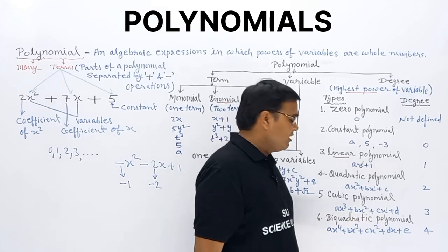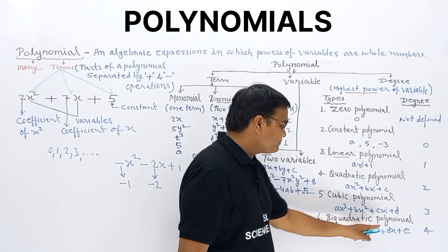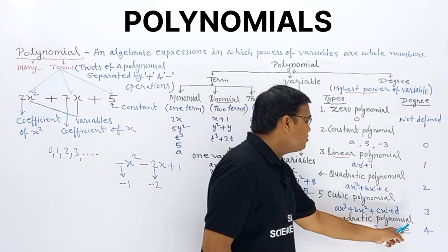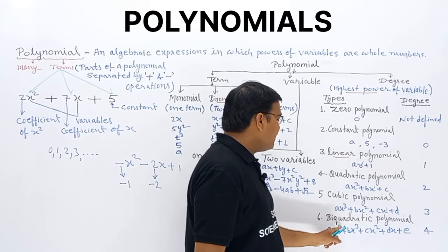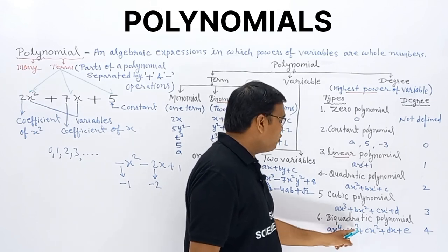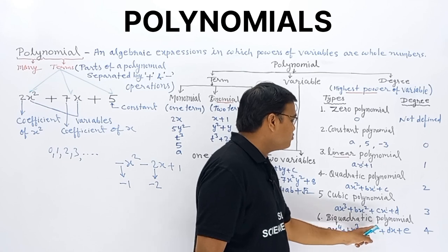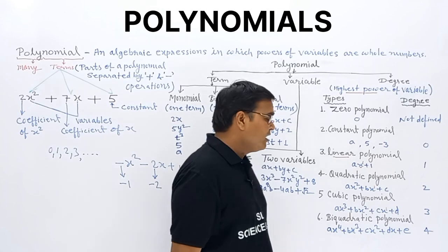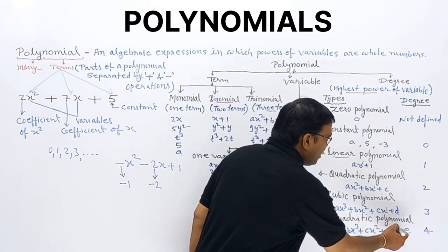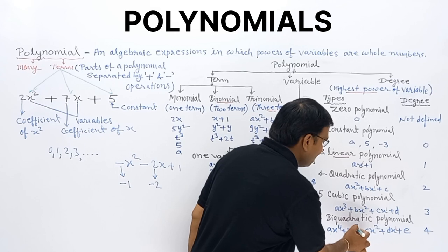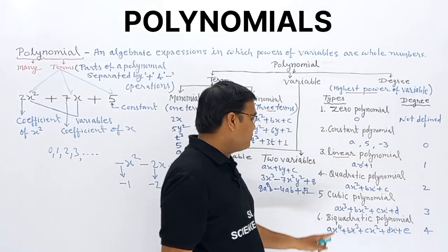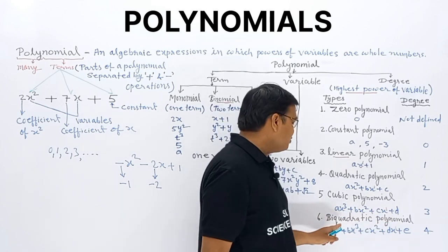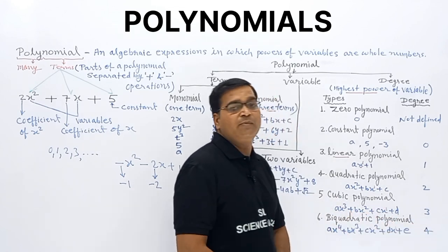Now biquadratic. Its general form is this one, in which a, b, c, d, e are constants. e is the constant term. The coefficient of x⁴ is a, the coefficient of x³ is b, the coefficient of x² is c, the coefficient of x is d. Now I am going to count the variable's powers. There is a 1, a 2, a 3, a 4. The maximum power of a variable in the polynomial is what? Degree.